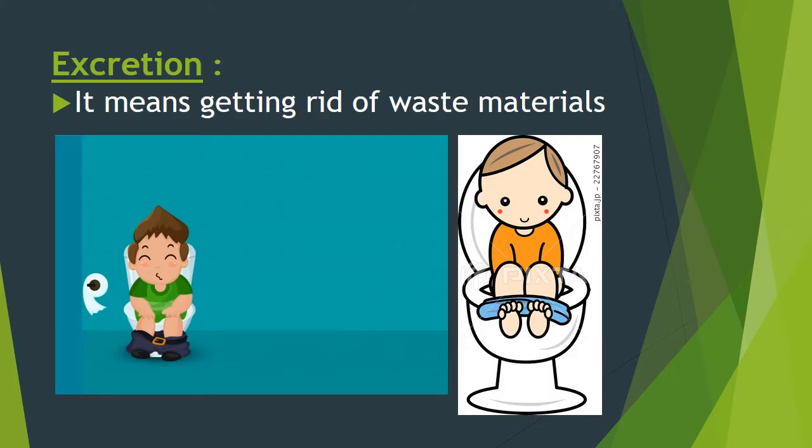To start our lesson, let's first understand what's meant by excretion. As you can clearly see in the pictures, excretion means getting rid of waste materials, and as we all know, we can't live with waste materials stored inside our bodies, okay? Our bodies have to get rid of waste materials by a process called excretion, okay? Excretion.